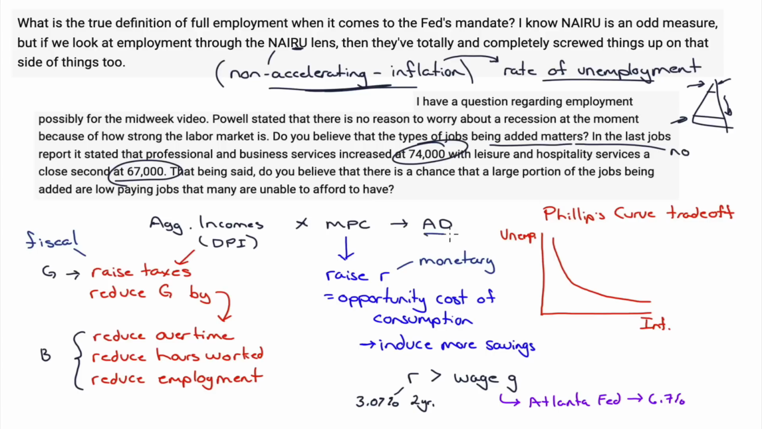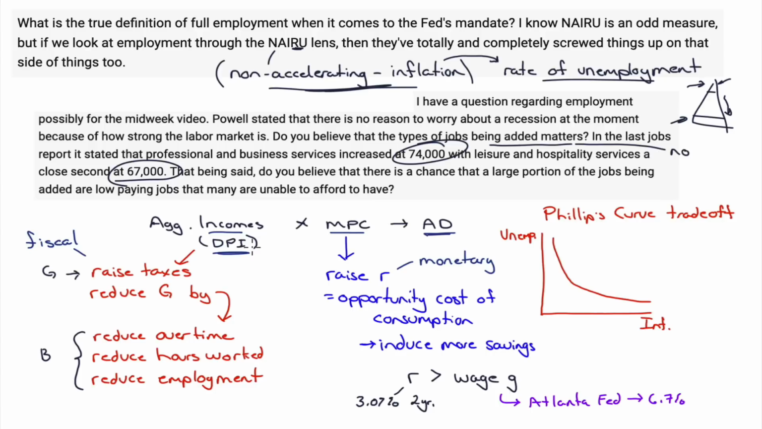So when we're talking about aggregate demand, there are two big drivers of aggregate demand: aggregate incomes and the marginal propensity to consume. And when we talk about aggregate incomes here, we specifically mean disposable personal income. So if you make $1,000 and I tax 50% of it away and you only have $500, you really only have that $500 to spend. So we talk about the disposable personal income when we talk about aggregate incomes.